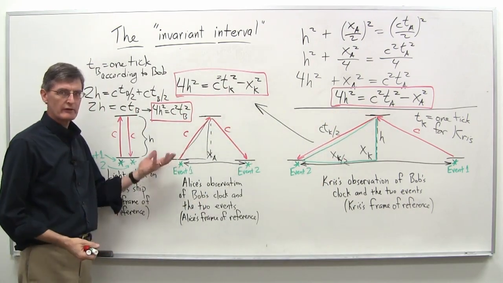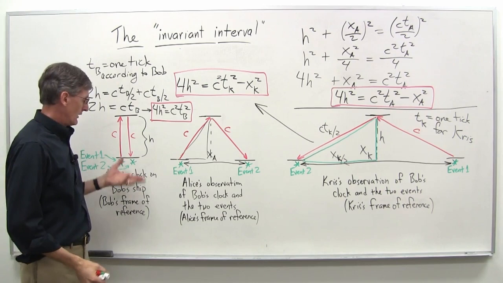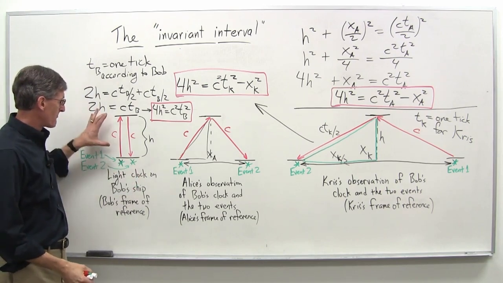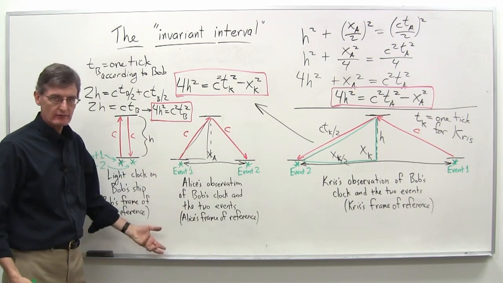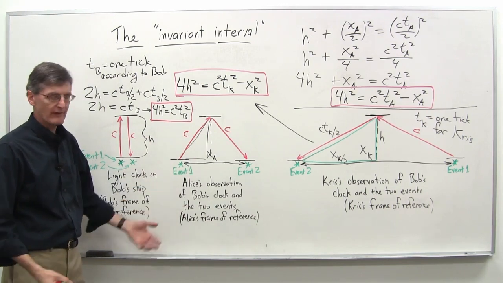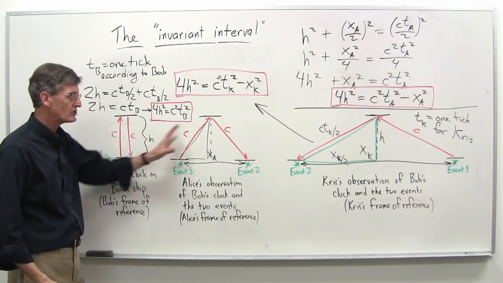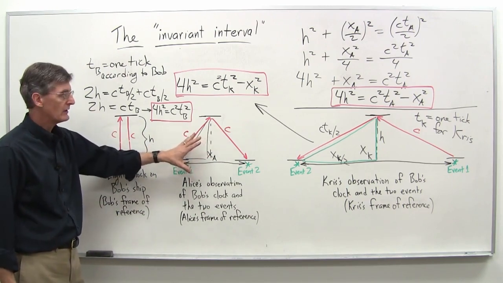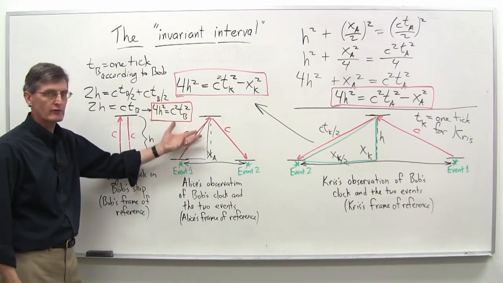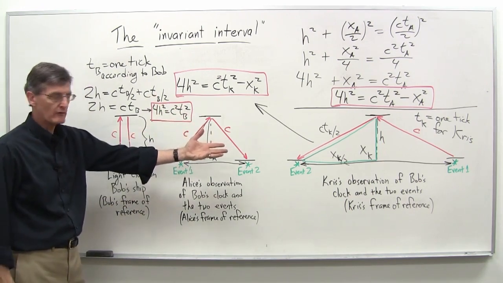And qualitatively, you can just see that. We've got two events here, event 1 and event 2. H is the same in all cases. H is an invariant quantity, a fancier way to say that. It does not change in all these frames of reference. All of them see H as the same thing. And therefore, 4h squared is clearly the same for all of them.